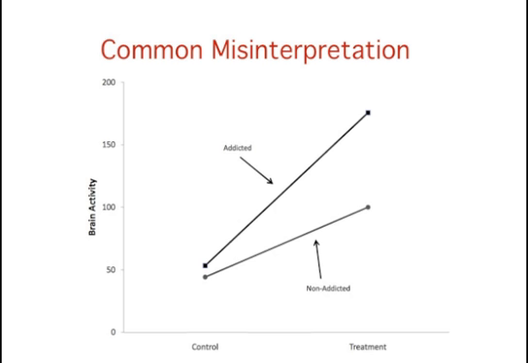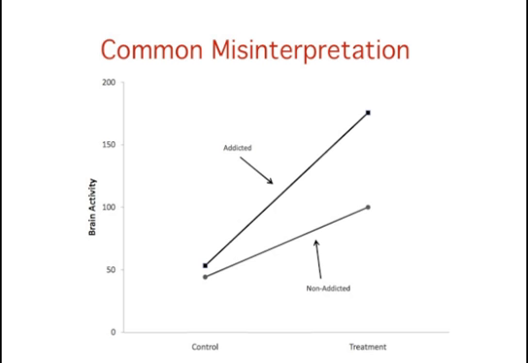A common error is to conclude that two simple effects are different because one is significant and the other is not. Consider the results of a hypothetical experiment in which the researcher hypothesized that addicted people would show a larger increase in brain activity following some treatment than would non-addicted people.